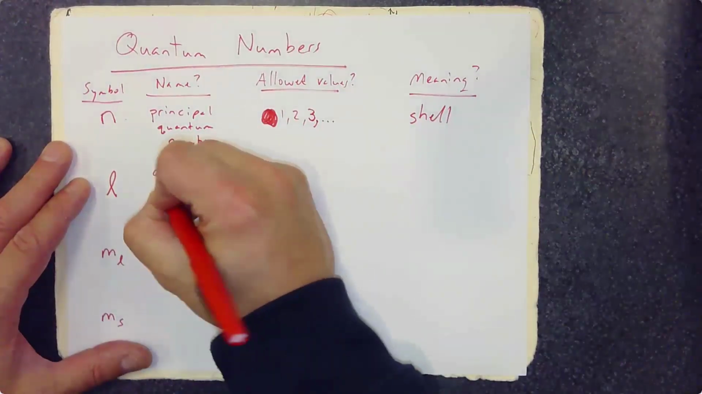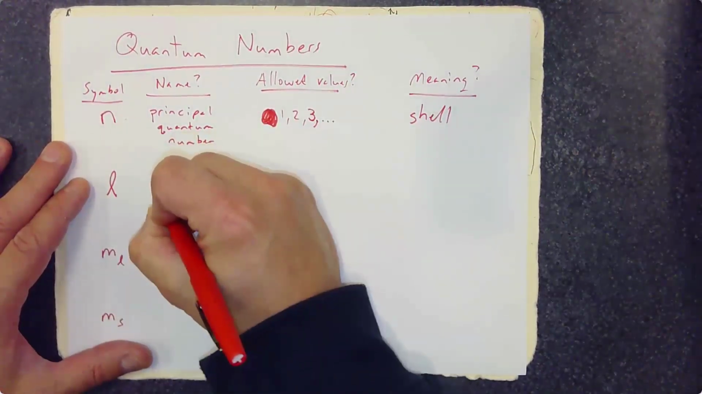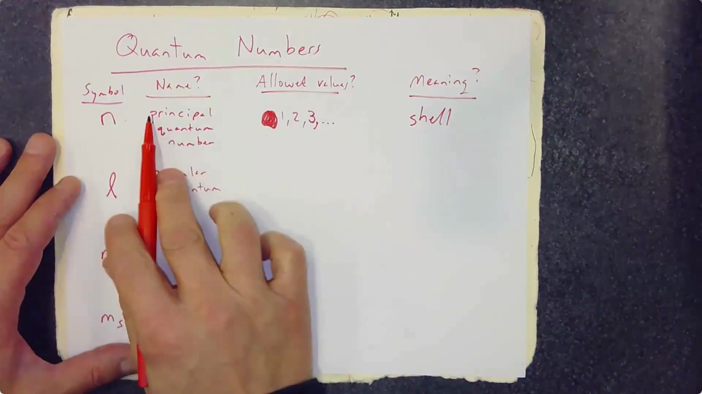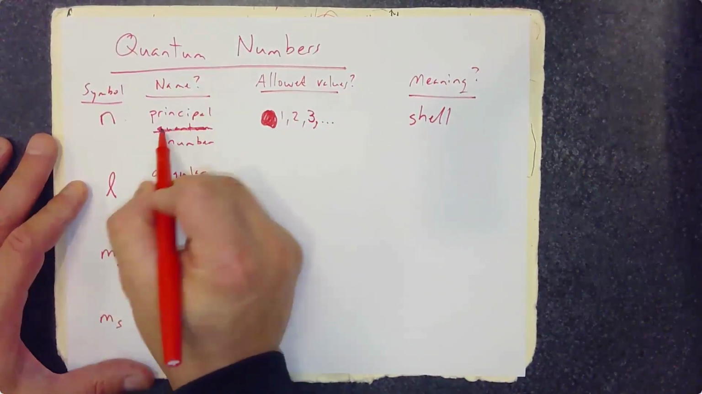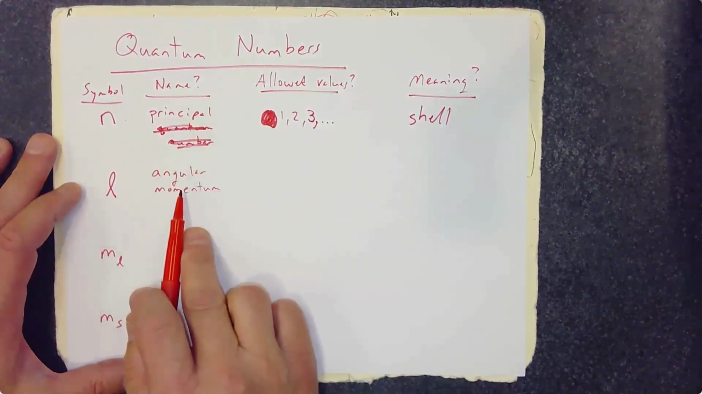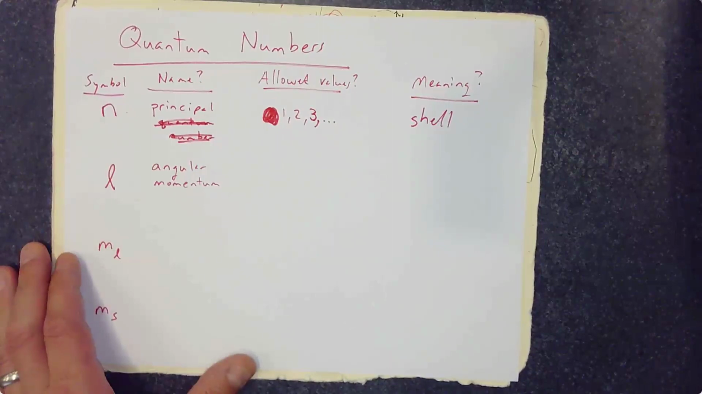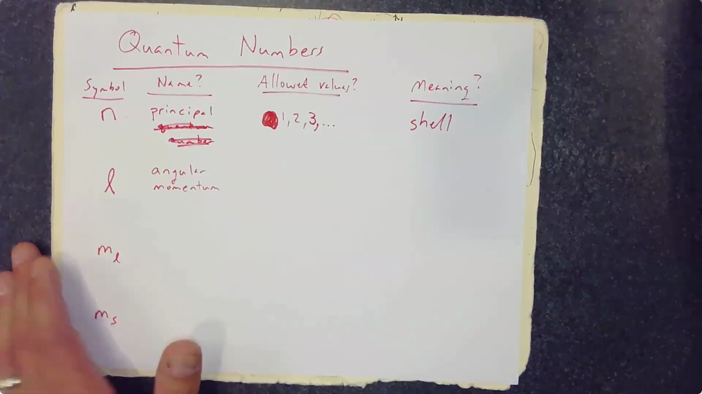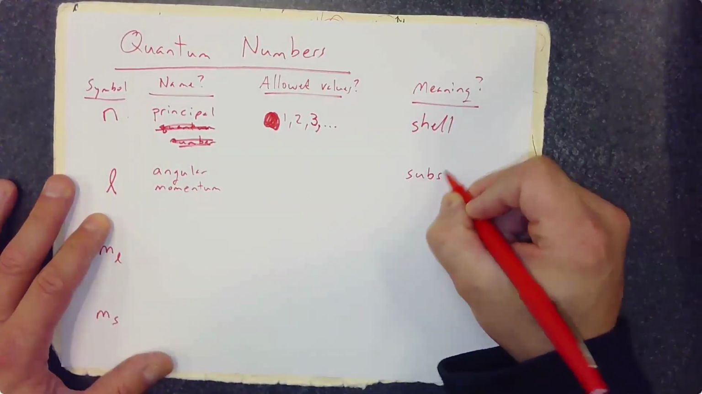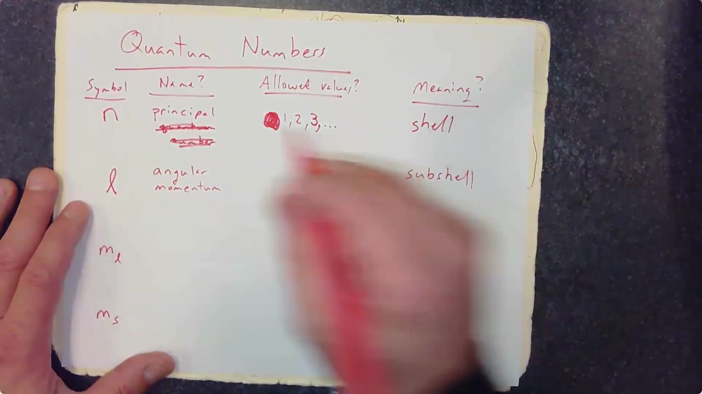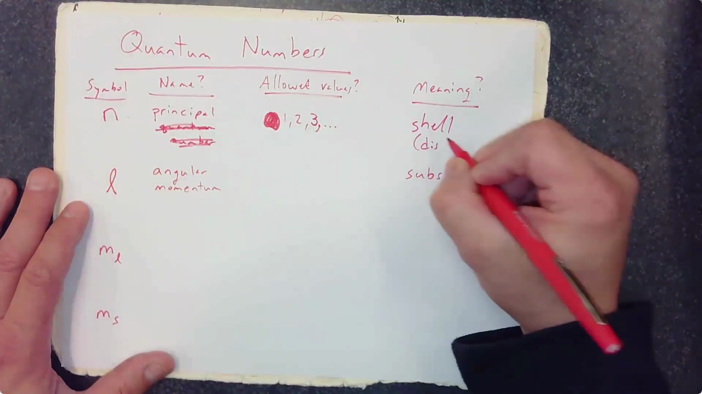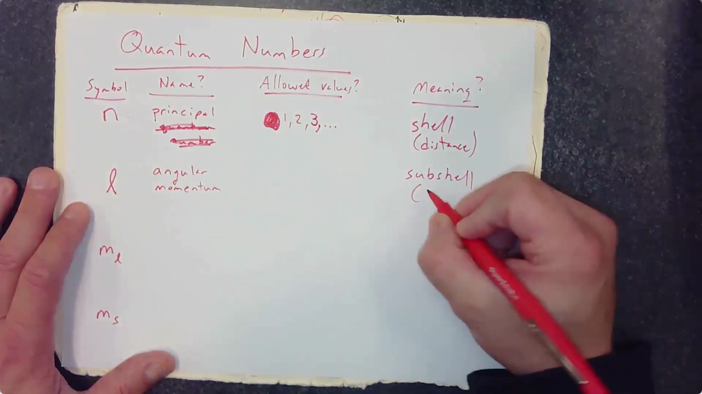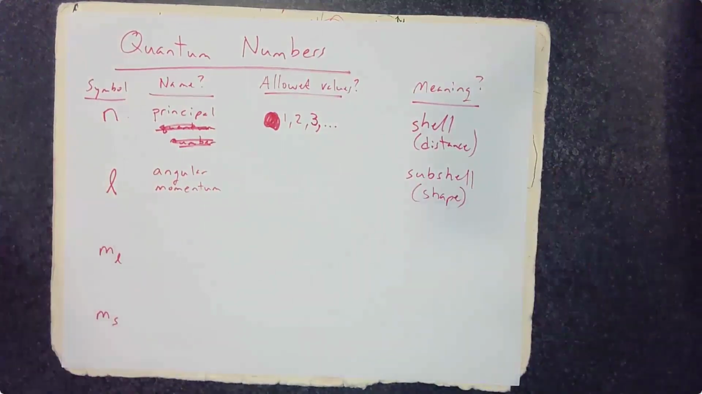L is the angular momentum quantum number. So this is the principal quantum number. I'm not going to write quantum number every time, so we'll call that the principal quantum number, the angular momentum quantum number, and so on. So L, lowercase l, is the angular momentum quantum number. And this is the subshell. So if the shell, the principal quantum number, is distance from the nucleus, the subshell is the shape of the orbital. We're defining where is the electron.